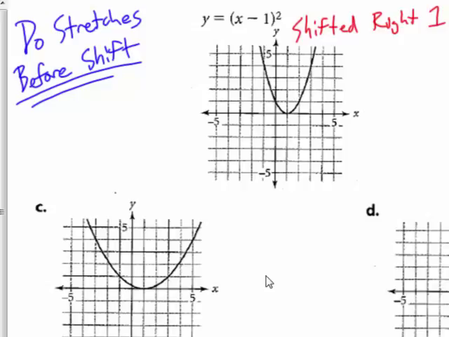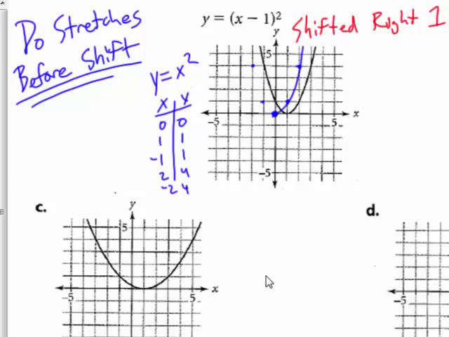So what I want to do is draw my parent graph back in here because that's going to help me out. So 0, 0. I might even make my table for my parent graph over here. So y equals x squared. Remember, we got 0, 0, 1, 1, negative 1, 1, 2, 4, negative 2, 4. I'm going to go ahead and graph those. So there's my parent function.